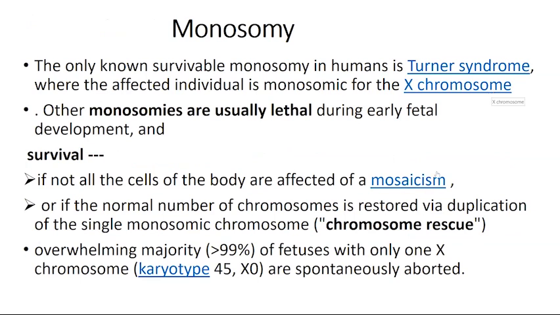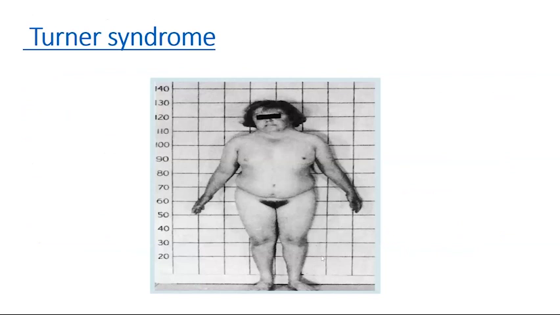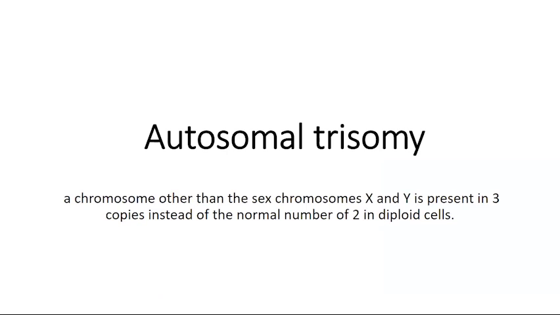Monosomy, the commonest is Turner syndrome, with female appearance and all these features which are there. Triple X syndrome. You see this Turner syndrome is monosomy, the commonest which is there. Autosomal trisomy can be there. That means in the chromosomes other than the sex chromosomes, that is the autosomes, you can see trisomy, that is 3 copies instead of the normal 2. It can also be in the autosomes. It's not necessary that sex chromosomes show you these changes.